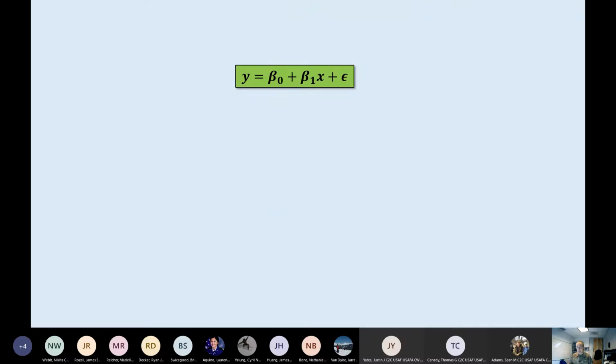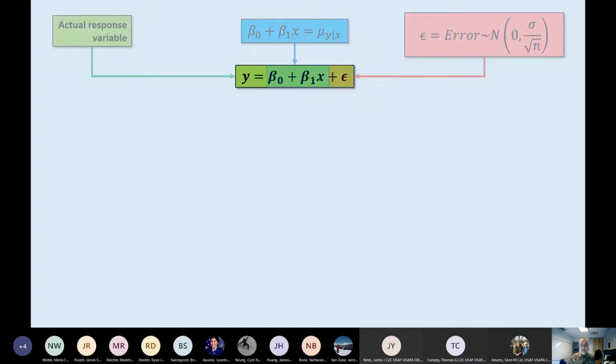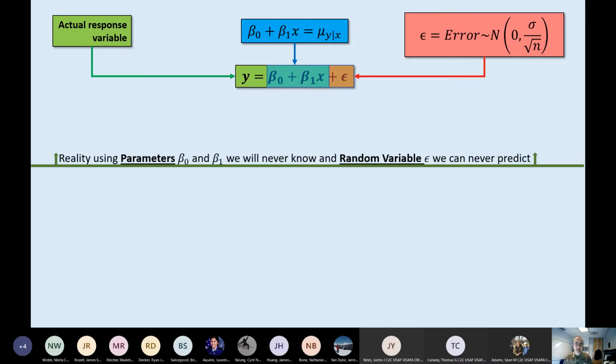Before we get into that, just a quick reminder, I'm going to try to foot stomp this each time: y equals beta naught plus beta 1 x plus epsilon. That is the equation. That is what's happening in real life. It's the thing we'll never actually know. It's the actual response variable, which equals the linear relationship, the average y for a given x, and then we're adding on this normal error. In summary, this top part is reality that uses parameters, because that's what beta naught and beta 1 are. They are parameters that we will never know, and a random variable epsilon that we can never predict.